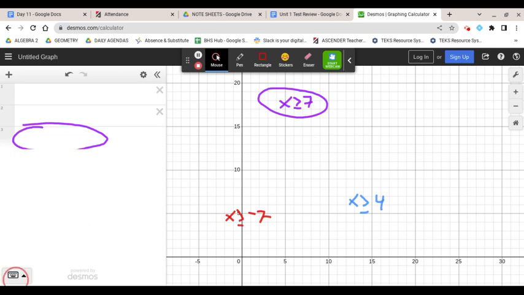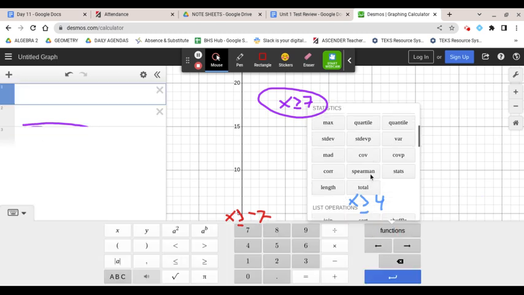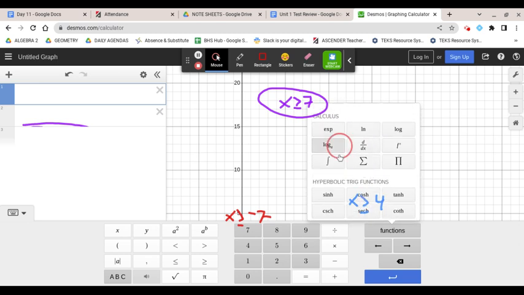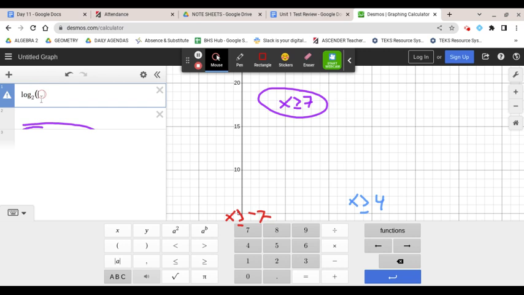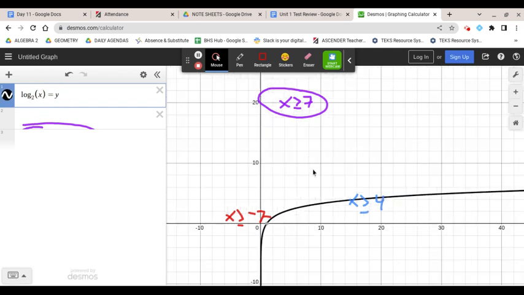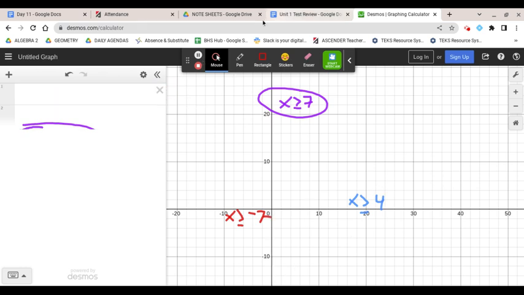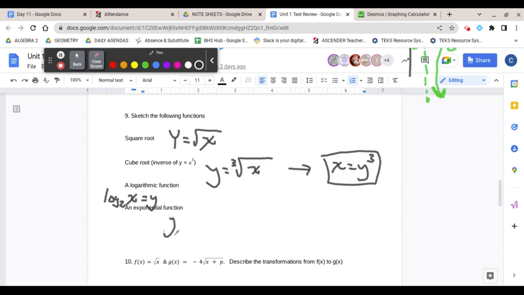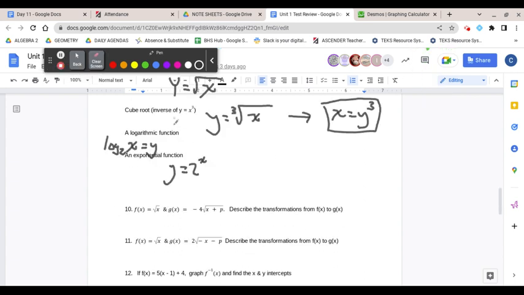Let's see, under functions here. Yeah, we'll go to calculus and hit the log button there, base 2 of x equals y. Just make sure you do the log with a little number underneath there, so you get your log function. And the exponential function is, of course, y equals 2 to the x power. On this one, you just need to sketch all 4 of these and know what they look like. One moment. All right, sorry, we keep getting interrupted here.